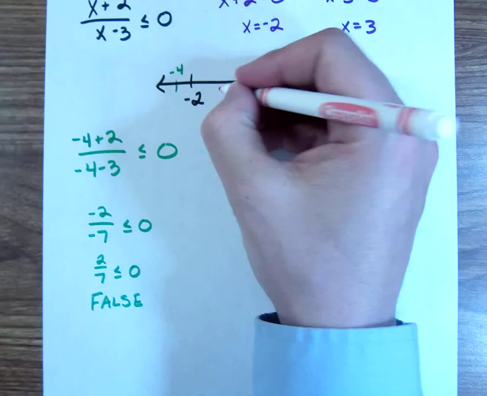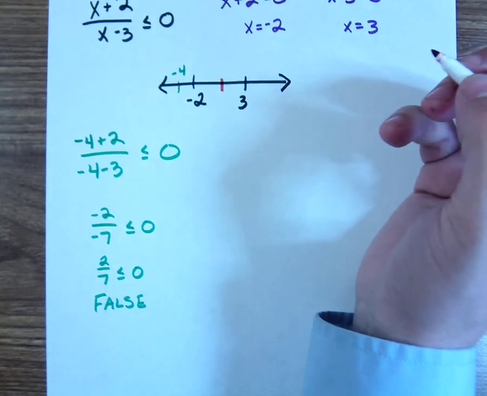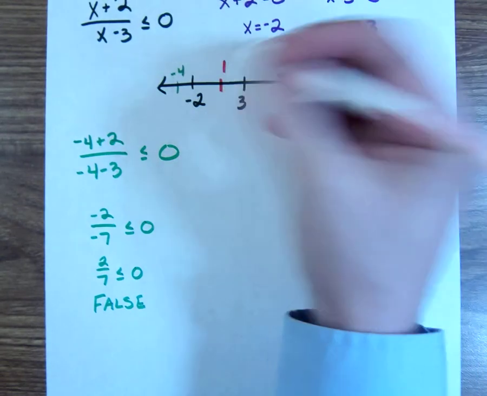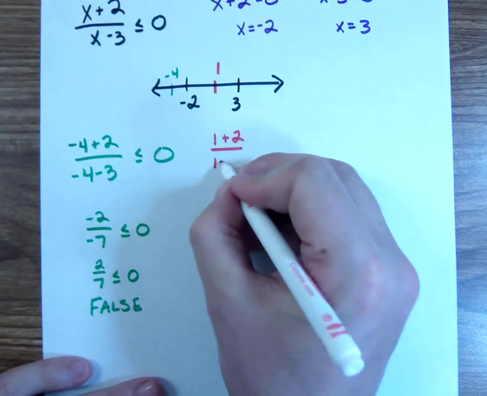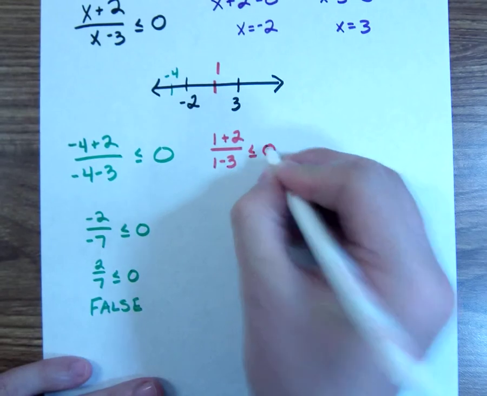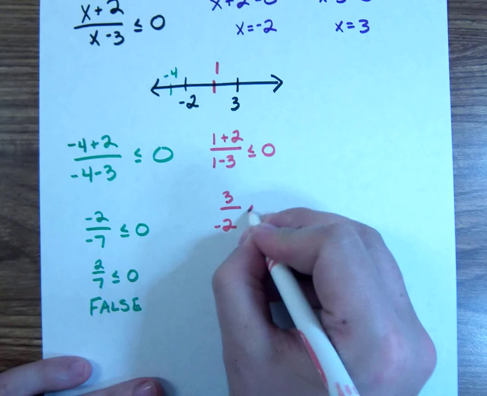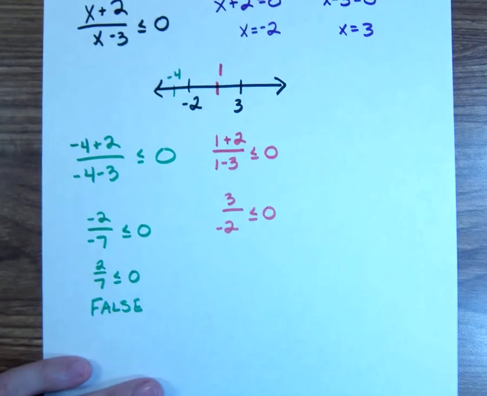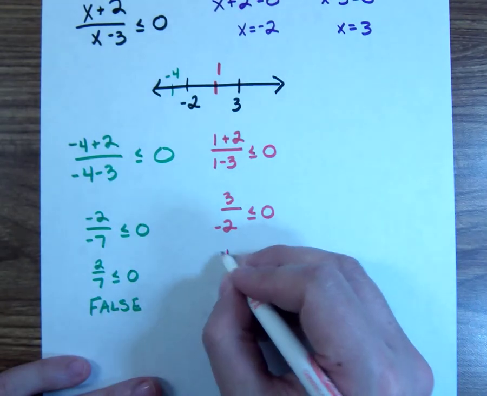Okay, let's pick a number between negative 2 and 3. One. Okay, so 1 plus 2 is 3, and 1 minus 3 is negative 2. That's negative 3 halves. Is negative 3 halves less than 0? Yep.